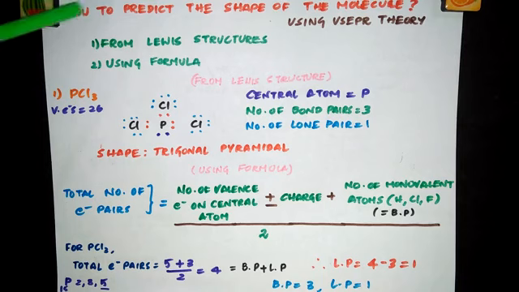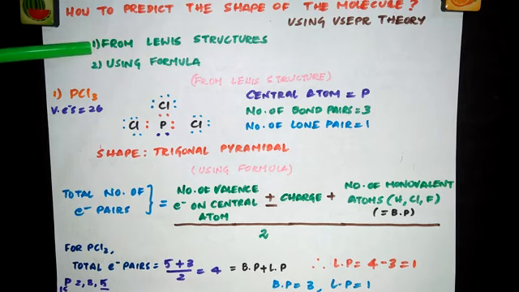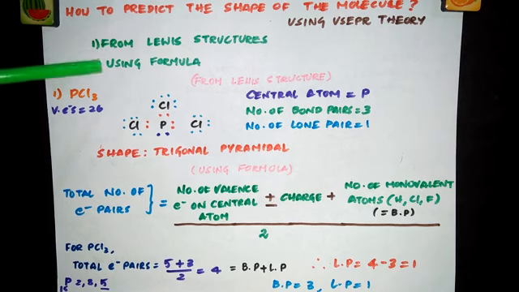So how to predict the shape of the molecule using VSEPR theory. I'm going to teach you two different ways to predict the shape of the molecule. You can use either of these ways, whichever you're comfortable with. One method is by drawing the Lewis structures. The other one is using the formula. We will use both these methods to find out the number of lone pairs and bond pairs of electrons.